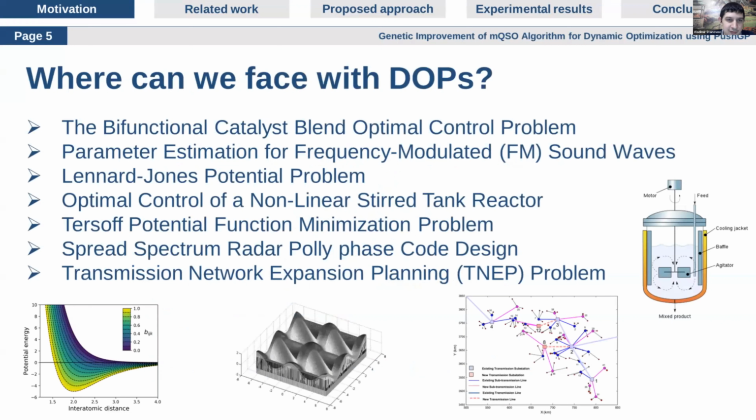So where can we find dynamic optimization problems? So here you can see some list of possible cases where we can find this kind of problems. But as our first keynote today mentioned, also dynamic optimization, you can see that most of the optimal control problems are actually dynamic optimization problems, or can be formulated as dynamic optimization problems.